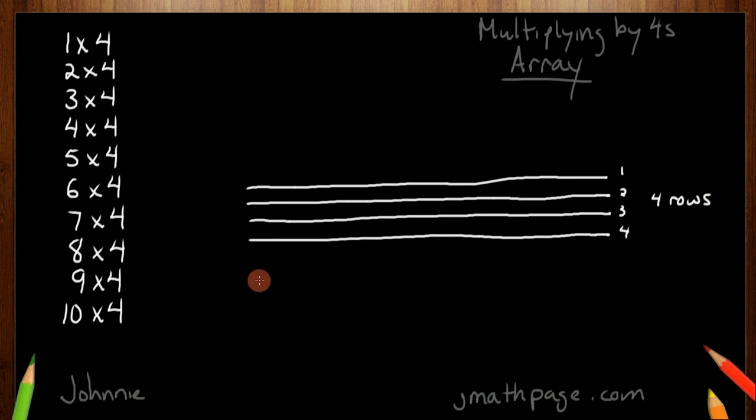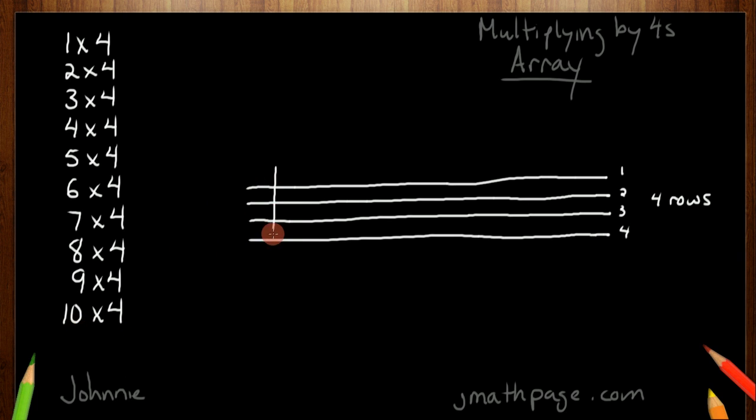Now I need to add some columns. Well, while rows are horizontal, columns are vertical. So let's add them vertically. Let's start over here. Let's see, how many should I do? I've done 4 rows. I probably should do 10 columns.